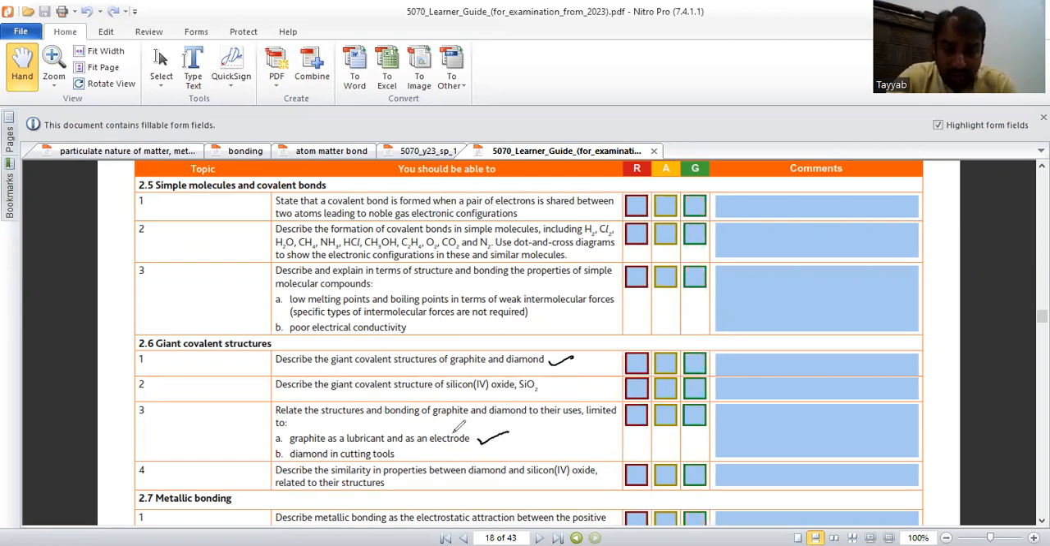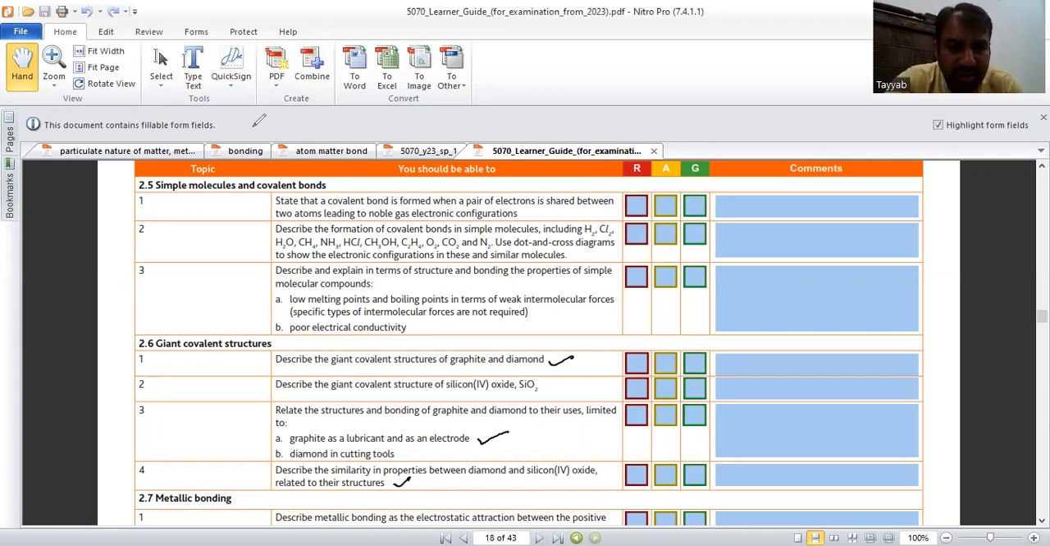Why an electrode? Again, it has a free electron from each carbon atom. Diamond in a cutting tool: it is the hardest substance, so it is used in cutting tools. Next: describe the similarity in properties between diamond and silicon dioxide related to their structure.